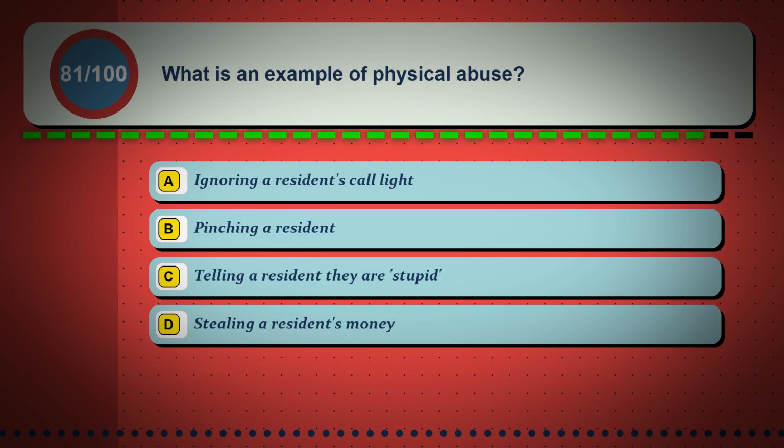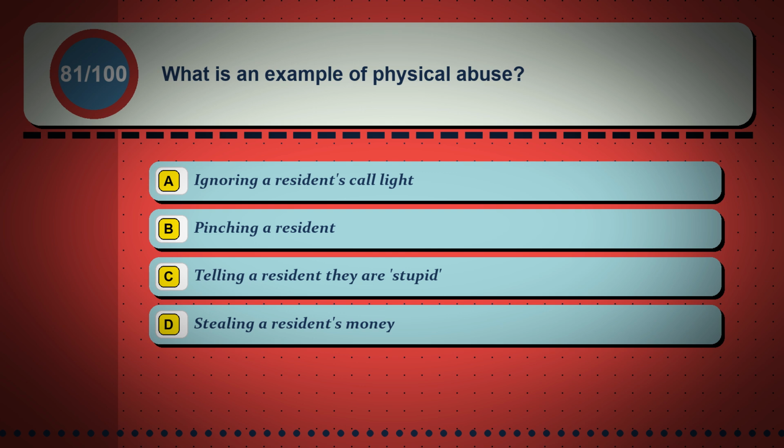Question 81. What is an example of physical abuse? Option A, ignoring a resident's call light. Option B, pinching a resident. Option C, telling a resident they are stupid. Option D, stealing a resident's money.